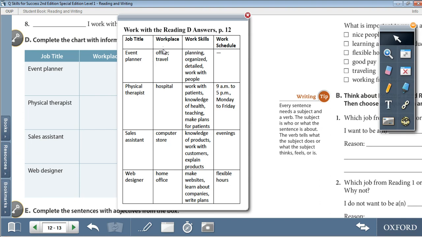Event planner, workplace, in an office or travel, work skills, planning, organized, detailed, work with people, and work schedule, no specific schedule. Next, physical therapist, workplace hospital, work skills, work with patients, knowledge of health, teaching, make plans for patients, and work schedule 9 a.m. to 5 p.m. Monday to Friday. Next, sales assistant, workplace computer store, work skills, knowledge of products, work with customers, explain products, work schedule, evenings. Finally, web designer, workplace, home office, work skills, make websites, learn about companies, write plans, and work schedule, flexible hours.